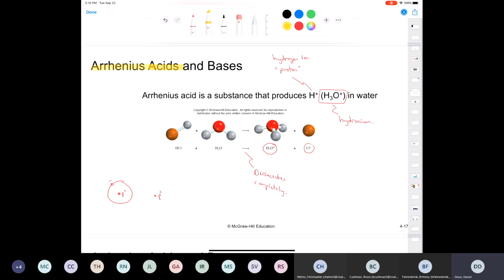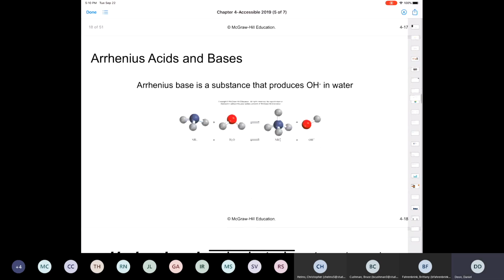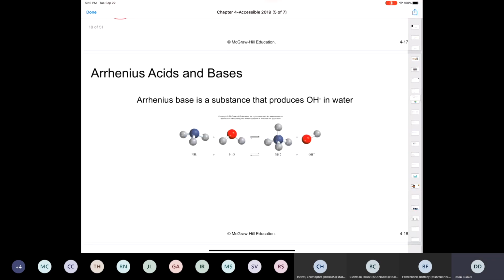Now let's talk about the Arrhenius definition of base. So we'll move to the next slide. Arrhenius said that an Arrhenius base is a substance that produces hydroxide ions in water. So if you take ammonia, this molecule here, and you put ammonia in water, what actually happens is that ammonia will take one of the protons from water to make ammonium. And what else are you left over with? You're left over with hydroxide, OH minus, like that.